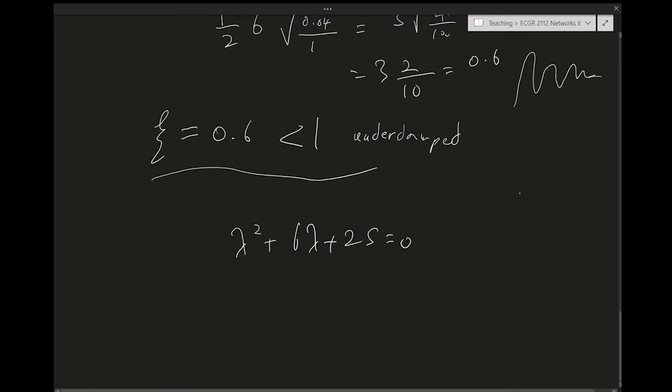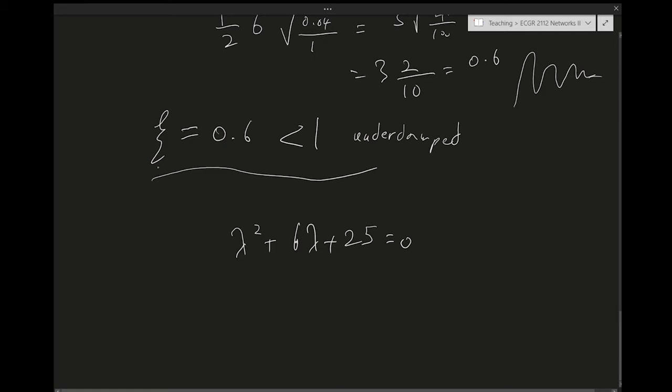In the book they use S instead of lambda. It's the same thing. I prefer to use lambda because S has a specific meaning in the Laplace transform. I don't want to confuse the matter. Right now we're not talking about the Laplace transform, we're just talking about solving the characteristic equation. If you want to use S or lambda, it's fine. My choice is to use lambda to represent the independent variable in the characteristic equation.